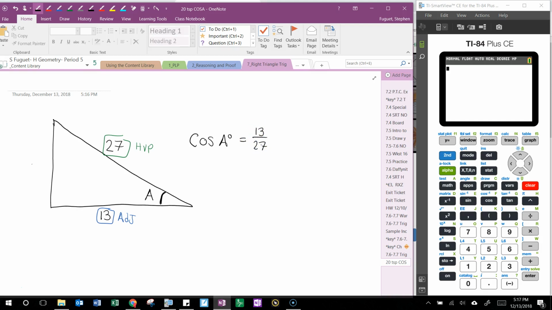Now, when we're trying to solve for an angle and we know the ratio, we can use what's called the inverse sine or cosine or tangent ratio. In this case, on the TI calculator, it's going to be the second cosine button. So you click on second, click on cosine, and you'll see you get the blue cosine -1. So in this case, we're going to have cosine -1 of 13 over 27. And when I plug that ratio in, it's going to give me what the angle is.